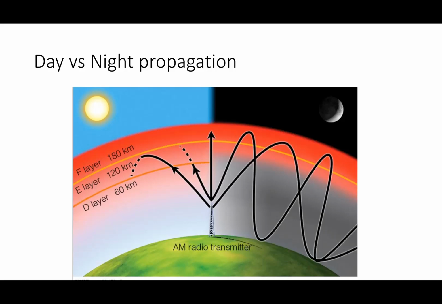Where is this difference between day and night? Well, in the daytime, the ionizing solar radiation is much stronger, and it forms layers at lower heights, the D layer at about 60 kilometers, the E layer at about 120 kilometers, and then there is a layer that survives the nighttime called the F layer at about 180 kilometers. Clearly, the F layer is going to give you longer range communication than the D layer.